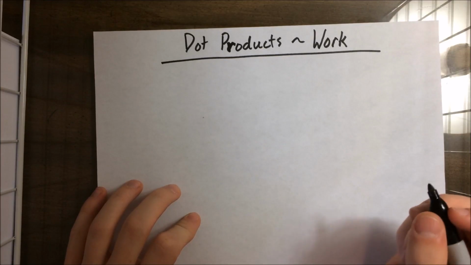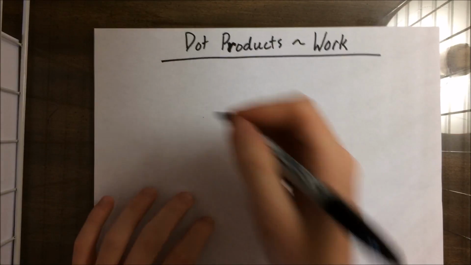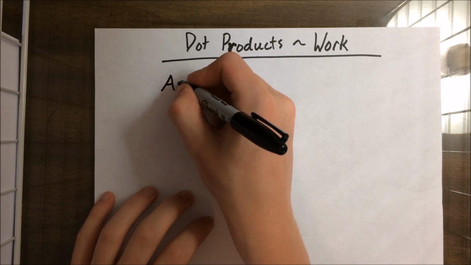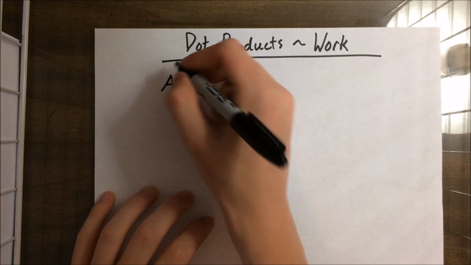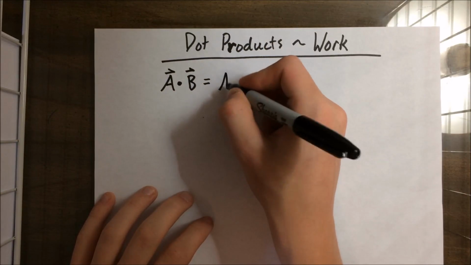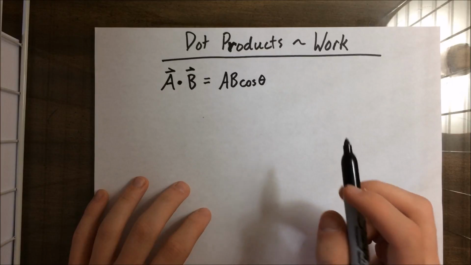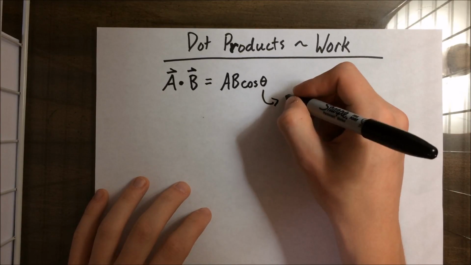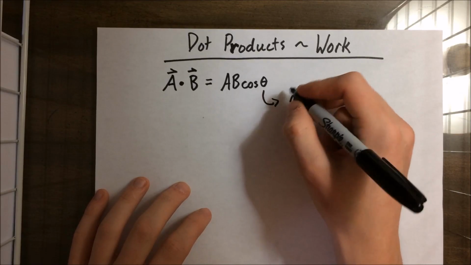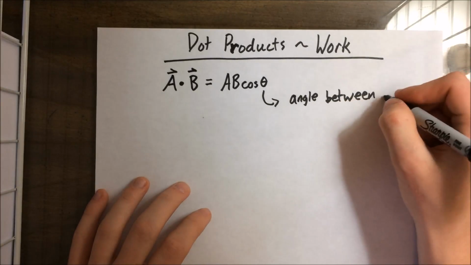So a dot product is basically just a shorthand way of writing the product of the magnitudes. So a dot product takes this general form. Vector A dot vector B is equal to AB cosine of theta. Theta is the angle between A and B.